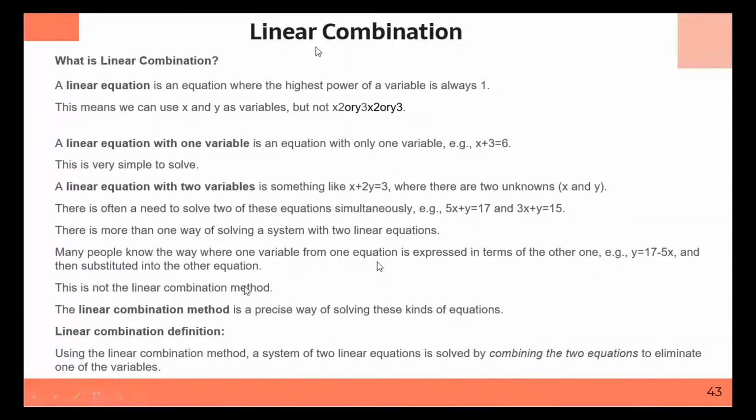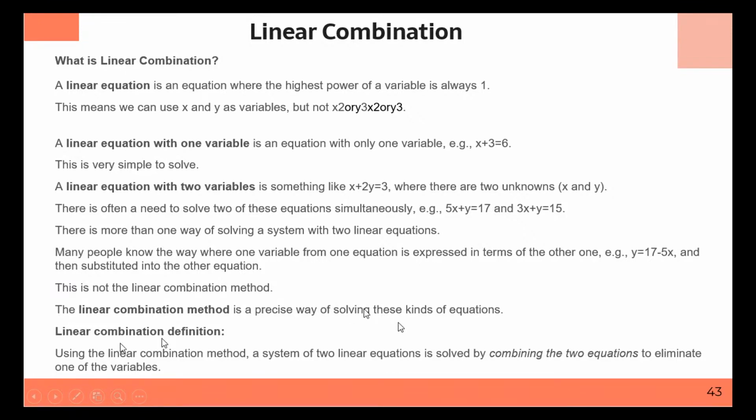One variable equation expressed in terms of the other one: y equal to 17 minus 5x, and then substitute into the other equation. Then you get a y value also, like we did. This is not the linear combination method. We just solved it by replacing, or simultaneously solving for both equations by subtracting them. The linear combination method is a precise way of solving these kinds of equations.